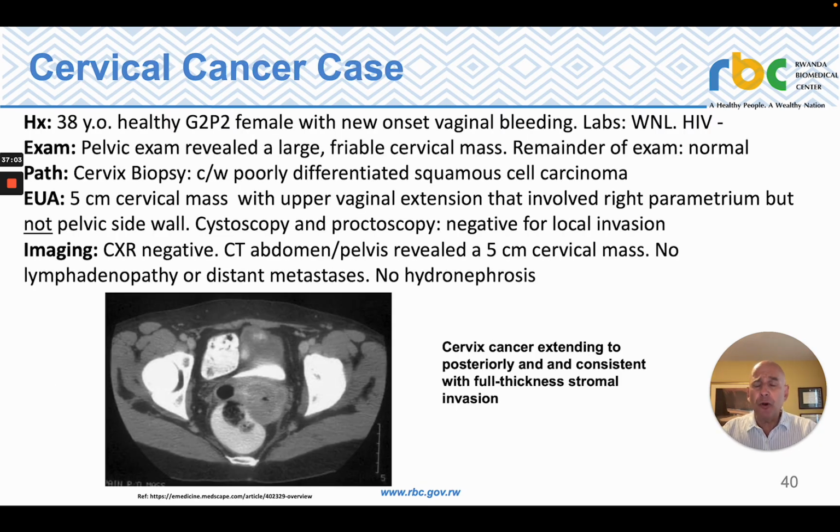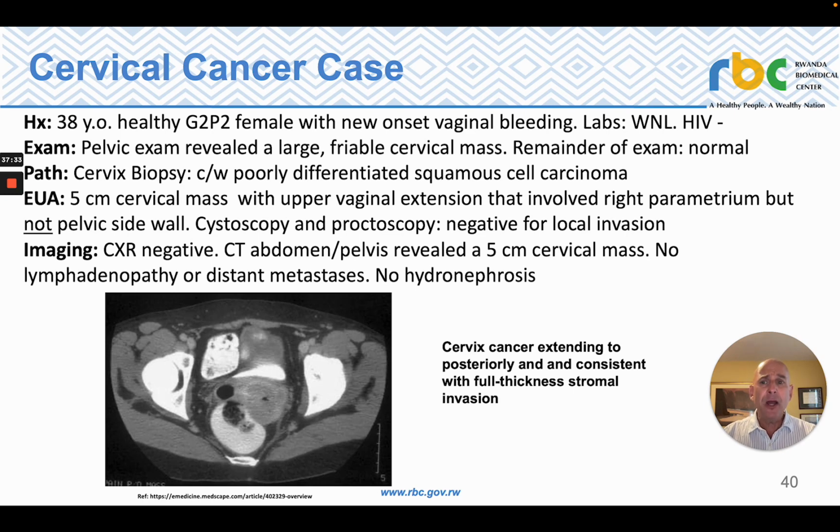So I thought I would wrap things up with a cervical cancer case. In this situation, we have a 38-year-old healthy G2P2 female with new onset vaginal bleeding. Labs were within normal limits. The patient is HIV negative. Pelvic exam revealed a large friable cervical mass. The remainder of the exam was normal. A cervix biopsy was done and was consistent with a poorly differentiated squamous cell carcinoma.